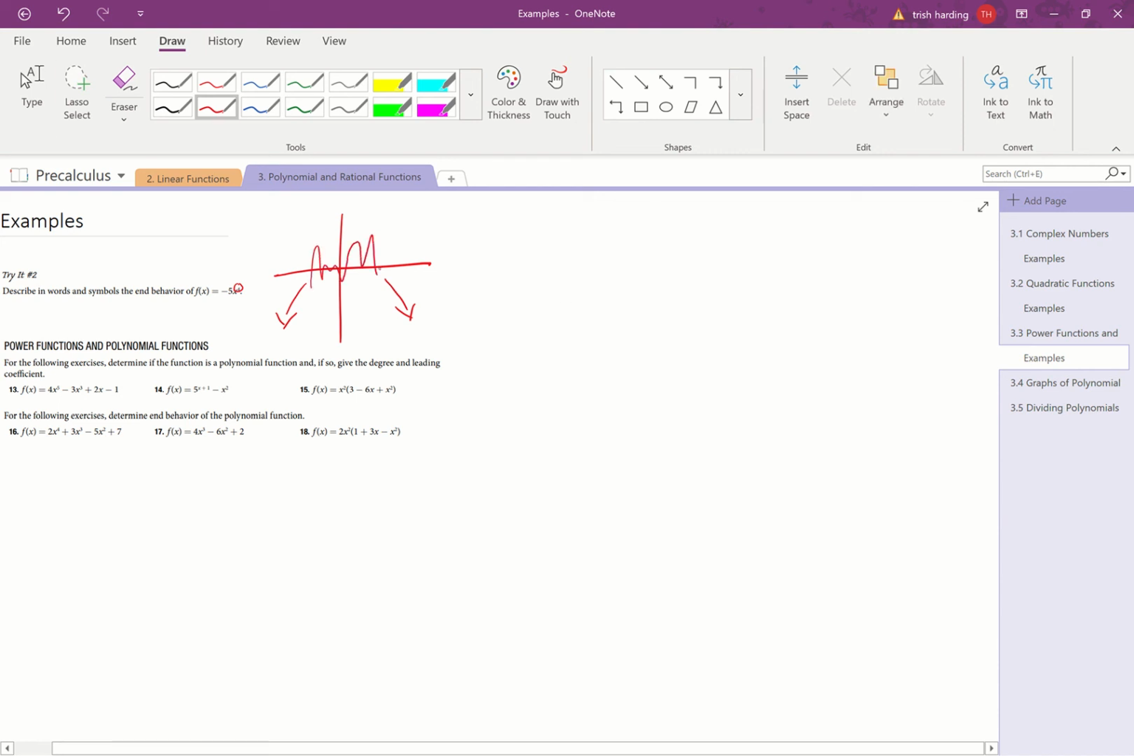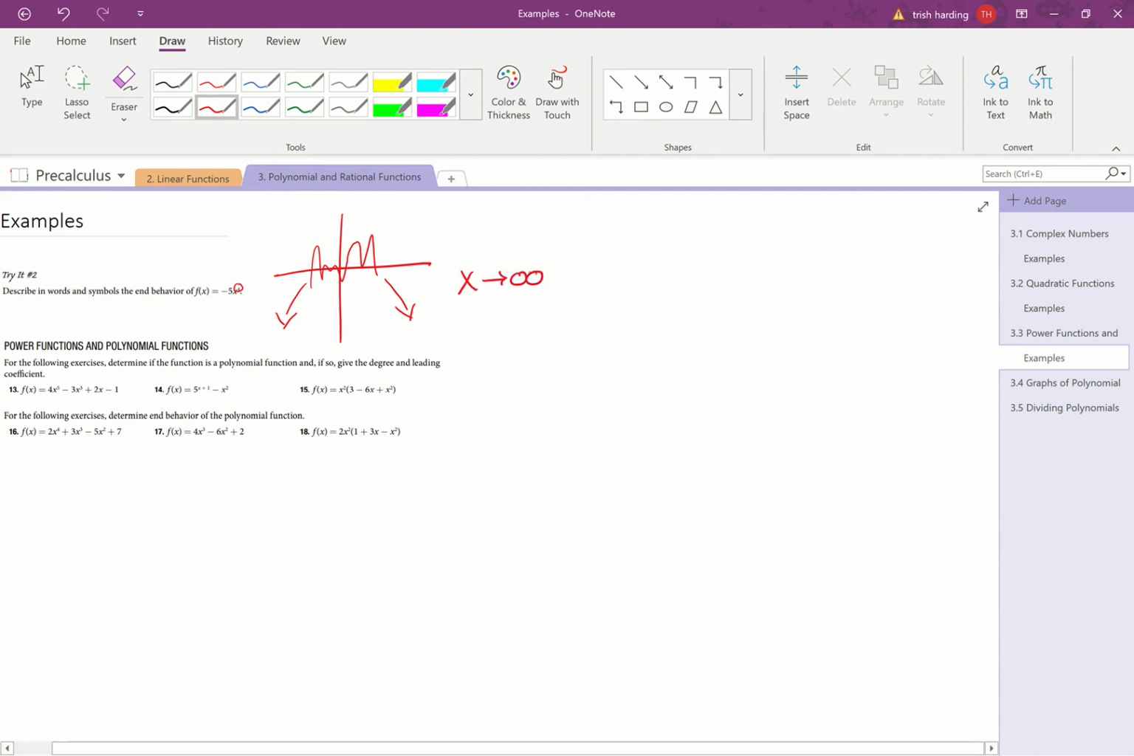I don't know what it's going to look like in the middle. I have not graphed this. But this is what the end behavior is going to do. So in words, you would say as x gets larger, y gets smaller, and as x gets smaller, y gets smaller. But I'm more concerned with symbols, that you understand the concept and can convey the concept. And symbols is enough for that.